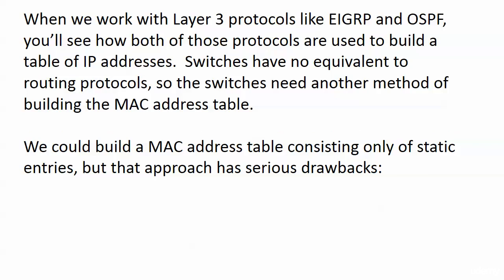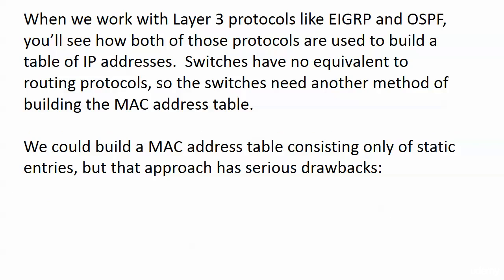Because when we work with layer 3 protocols, our routing protocols like EIGRP and OSPF, you'll see how both of those protocols are used to build a table of IP addresses or networks. Switches really don't have an equivalent to that. So they need another method of building their address table, which is the MAC table.